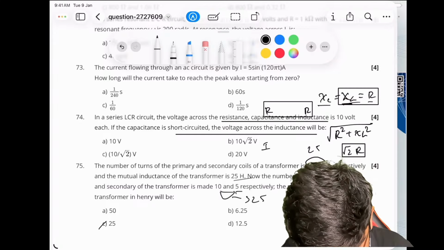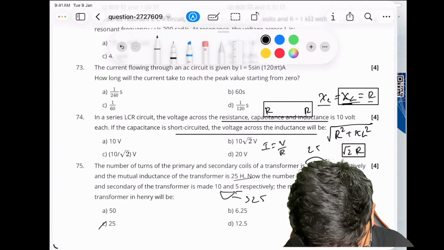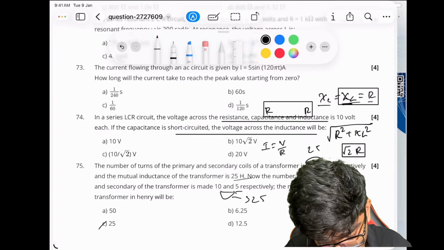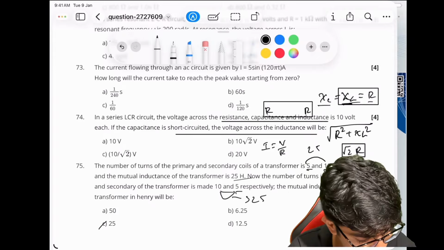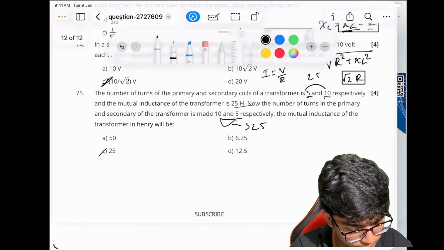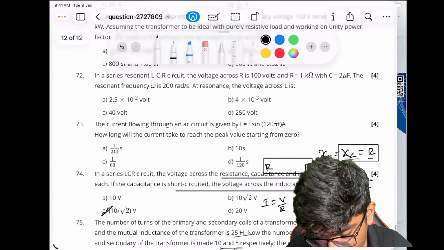I is equal to V by R. R into I is equal to V. V into root 2 is 10 root 2. See, 10 by root 2. Correct? I hope this is clear.